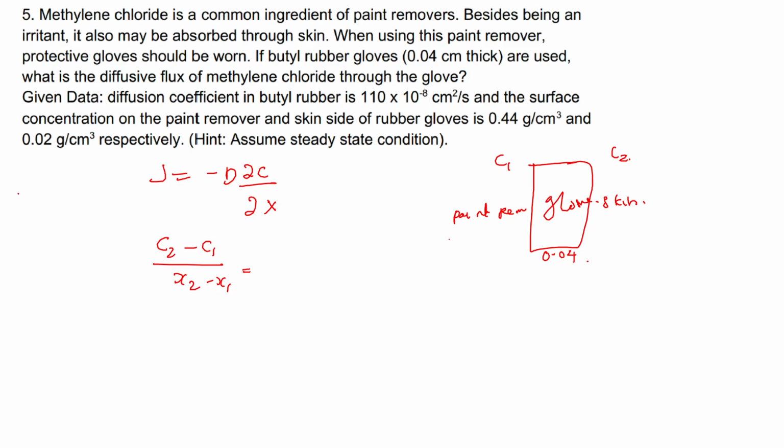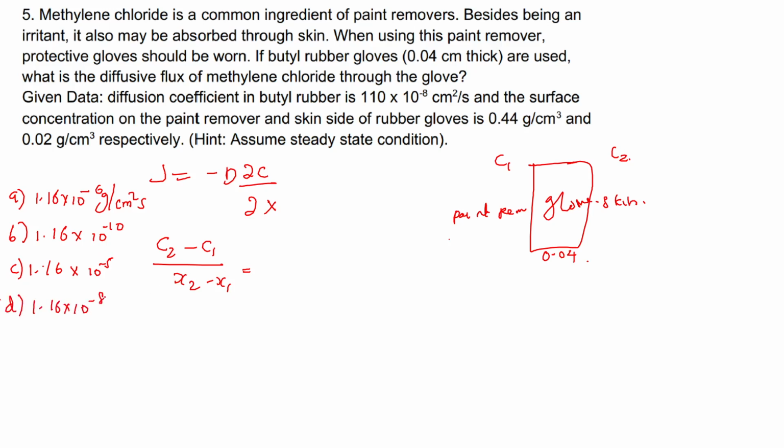For example, I can give the options also. Option A will be 1.16 times 10 to the power minus 6 gram per centimeter square second. Option B will be 1.16 times 10 to the power minus 10. Option C will be 1.16 times 10 to the power minus 5. Option D, 1.16 times 10 to the power minus 8 gram per centimeter square second.